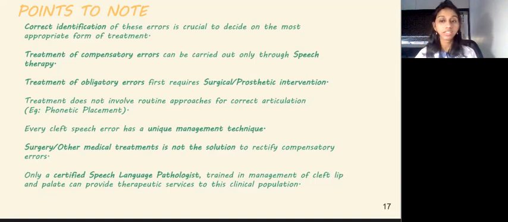Surgery or other medical treatment is not the solution to rectify compensatory articulation errors. Lastly, only a certified speech-language pathologist trained in the management of cleft lip and palate can provide therapeutic services to this clinical population.